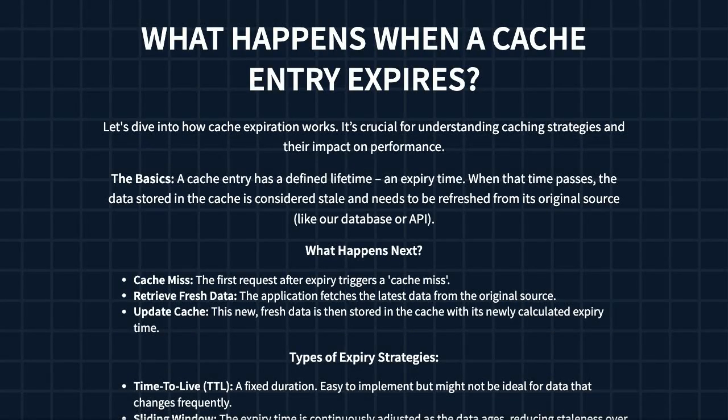Okay, so let's talk about what happens when a piece of data stored in our cache goes past its due date. Basically, when an item expires, it's considered stale and we need to get fresh information. The first time you request that data after it's expired, it's called a cache miss. Then the application pulls the latest version from wherever it originally came from, our database or API, updates the cache with this new data, and sets a new expiry time for it. There are different ways we can handle expiration too, like using a fixed TTL or sliding window techniques to keep things as fresh as possible.